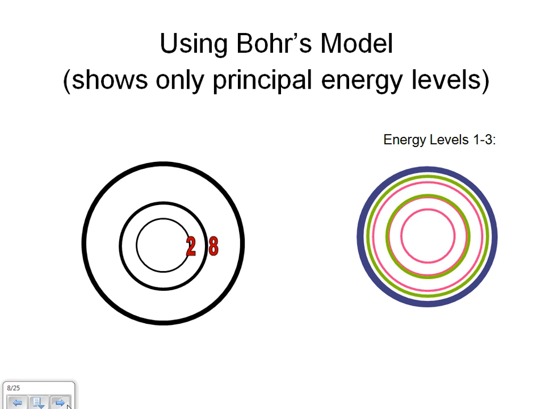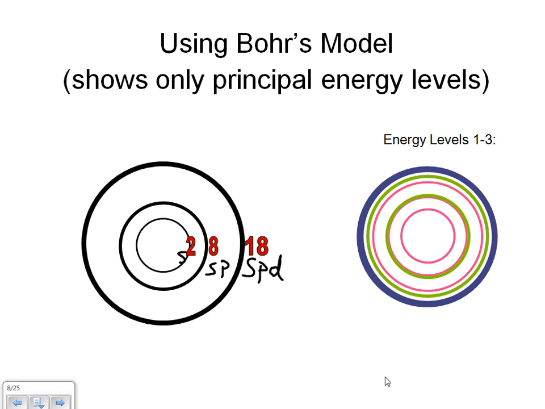All right, in that third energy level, there's actually 18, because remember, in that first energy level, we always have just S. Okay? In energy level 2, there's S and P. In energy level 3, there's S, P, and D.